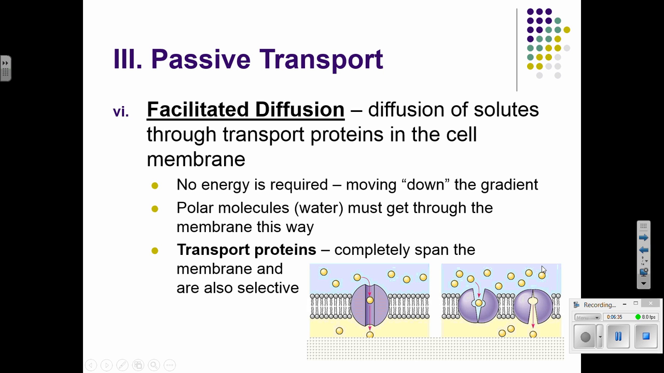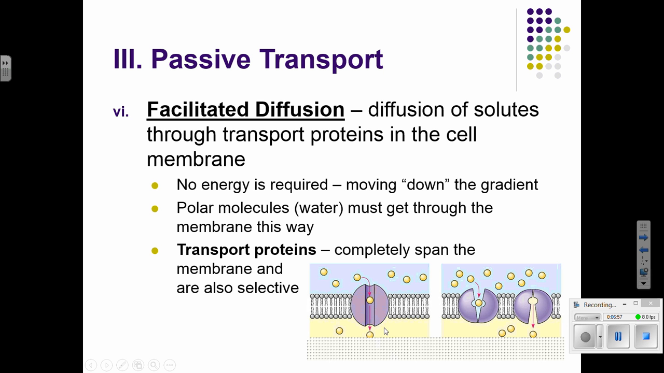All right, and then the last part of passive transport is called facilitated diffusion. This is where we get help through a transport protein. To facilitate again means to help. So no energy still here because you're going down the gradient. But this is how we get those polar molecules through, something like water. Here's the transport protein in purple spanning the whole cell membrane there.